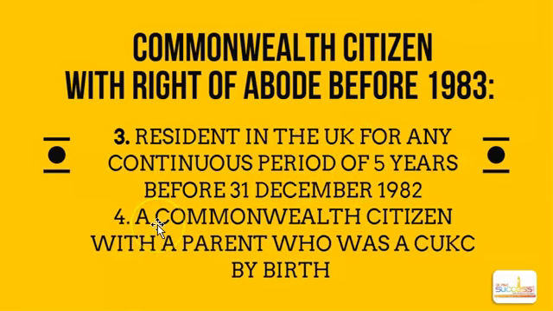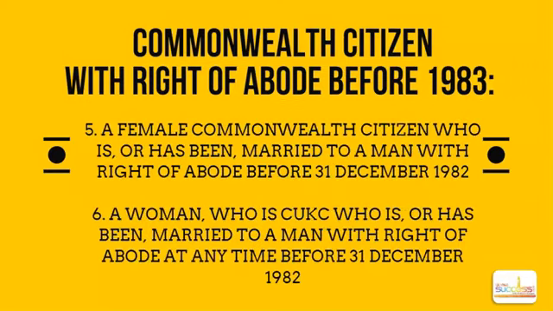And the next category is for Commonwealth citizens with a parent or adoptive parent who at the time of adoption was a citizen of UK and colonies by birth in the UK. And the last 2 categories: a female Commonwealth citizen who is or has been married to a British citizen with the right of abode at any time before 31st of December 1982. And the last category, a woman who is a citizen of UK and colonies who is or has been married to a man with the right of abode at any time before 31st of December 1982.